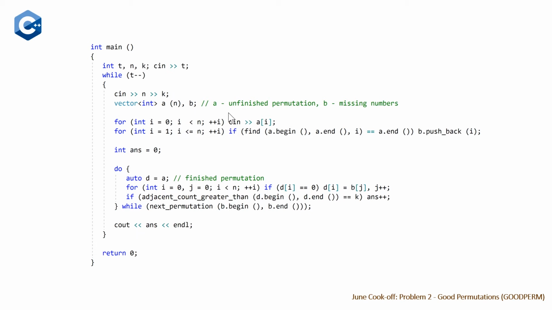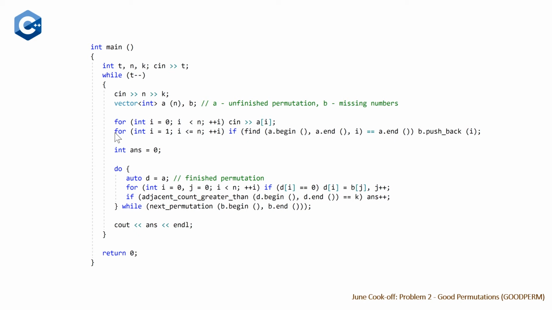So A is going to be our unfinished permutation, what we're starting with, and B is going to be our missing numbers. We have a simple for loop to read in the elements to A, and then another for loop that's checking the numbers between 1 and N inclusive, and seeing whether that number exists in our vector A. If it doesn't, then we want to include that in our vector B, the missing numbers.